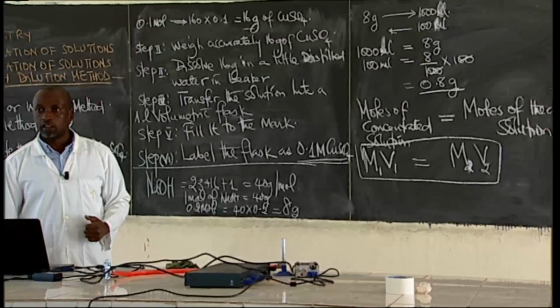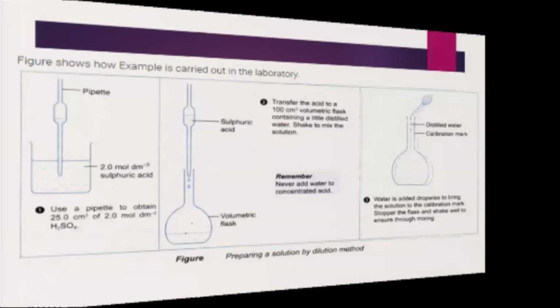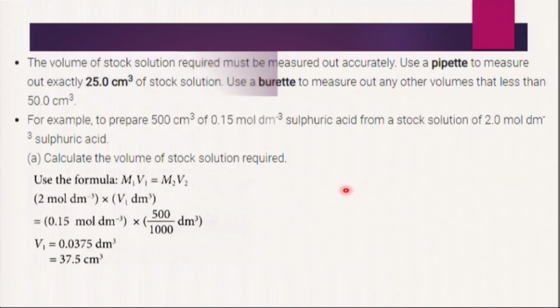You want to measure, for example, 500 cubic centimeters of 0.15 molar per decimeter cubed sulfuric acid from a stock solution, that is the concentrated solution, with a molarity of 2 molar per decimeter cubed. So you need to prepare 500 centimeters cubed of 0.15. This concentration is lower than the stock, so you are diluting the solution.